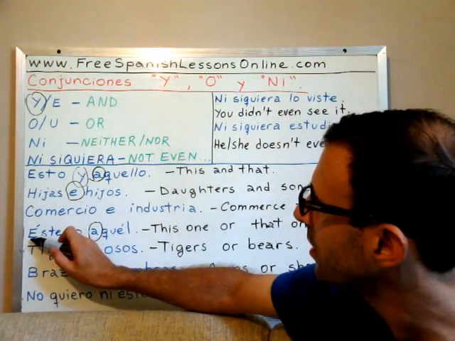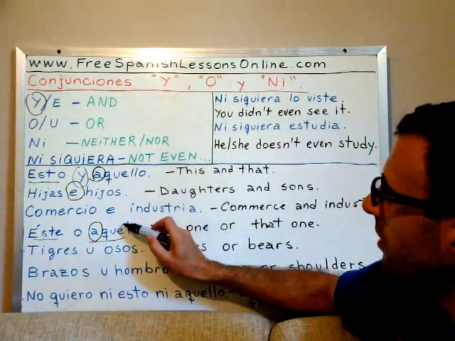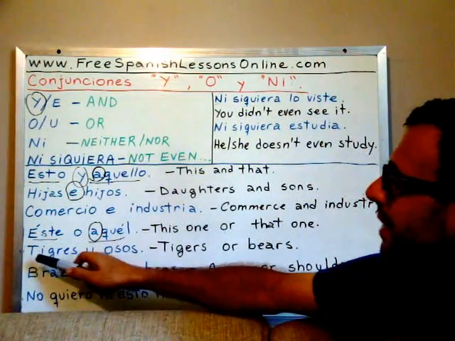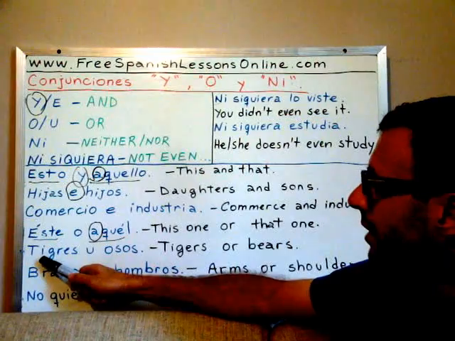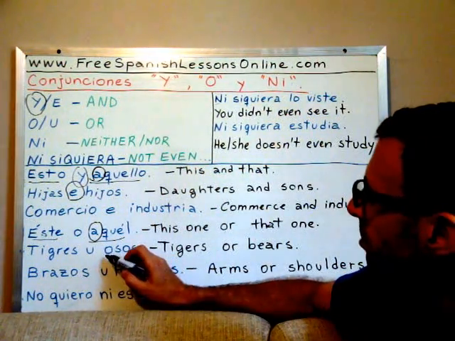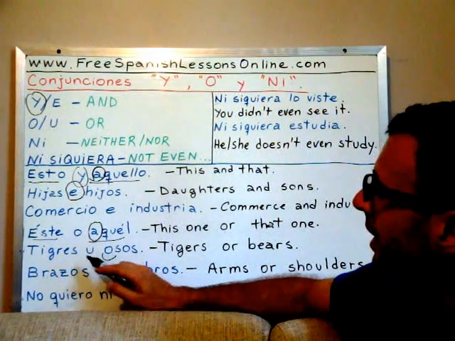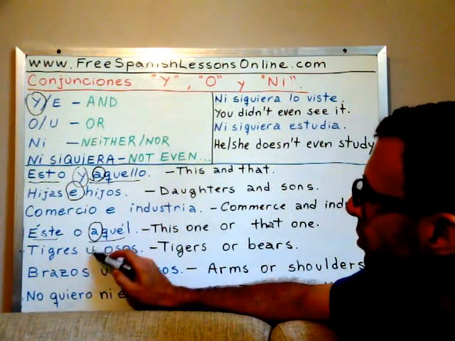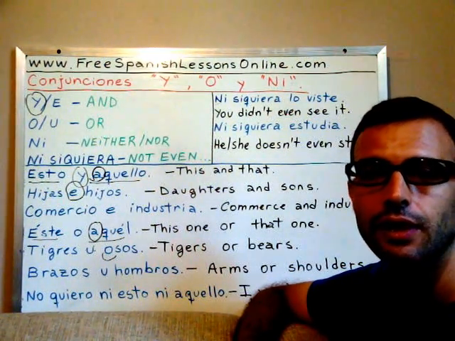See, look at the difference between these. Okay? Take a look at the tilde here. Same thing here, there's a tilde here on the E. Tigres u osos. That's tigers or bears. Since the word bears begins with the letter O, then we change the O from OR into a U, and we say tigres u osos instead of saying tigres o osos.